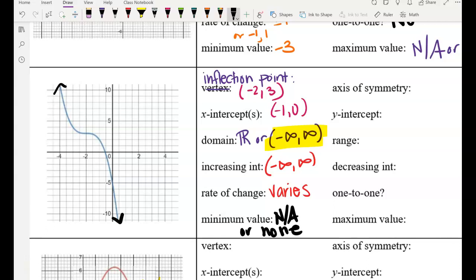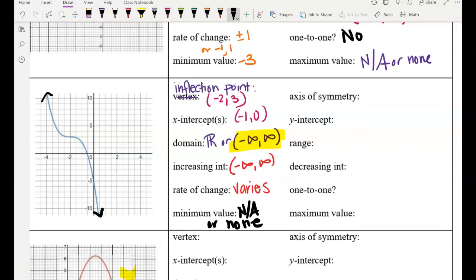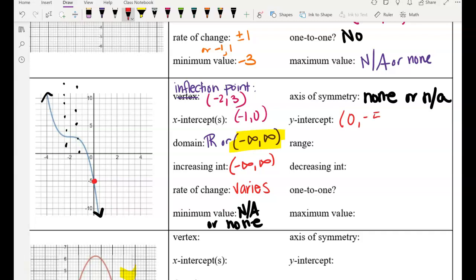Axis of symmetry. Axis of symmetry is a line that divides the graph into perfect halves, and that's not possible. So for this one, we can say none or NA. Y-intercept. Yes, we do have one. Looks like, I'm going to approximate that about -5. So y-intercept is 0, comma, -5.